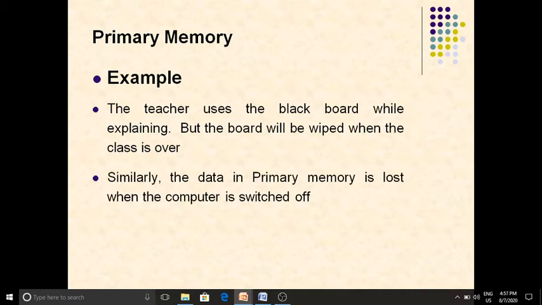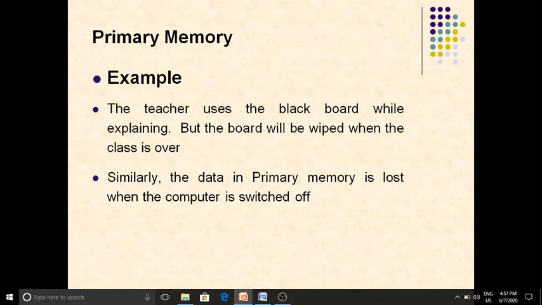An example: the teacher uses the blackboard while explaining, but the board is wiped when the class is over. Similarly, the data in primary memory is lost when the computer is switched off. What happens when you use the computer system? Whatever data you enter is put in a temporary memory, called primary memory, and whenever the computer is switched off, that memory is lost.